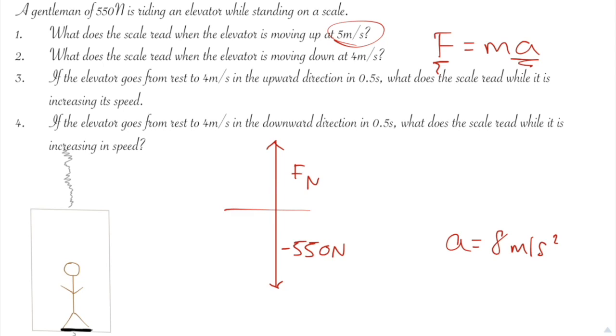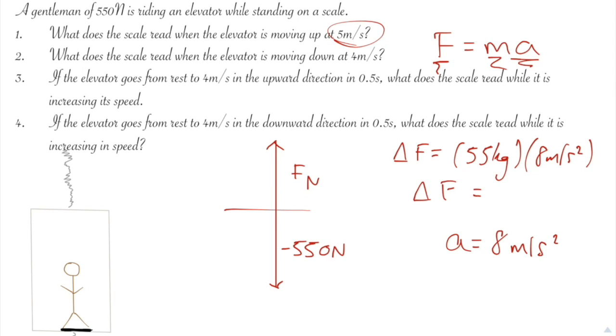And then we've got the mass of the man. Even though it's given in newtons, we can turn that into kilograms, and that would be 55 kilograms. So the net force is equal to 55 kilograms times 8 meters per second squared. And so our net force is equal to 440 newtons. And then the components of the net force we already discussed are the normal force and the force of gravity. And those together will equal our 440 newtons.